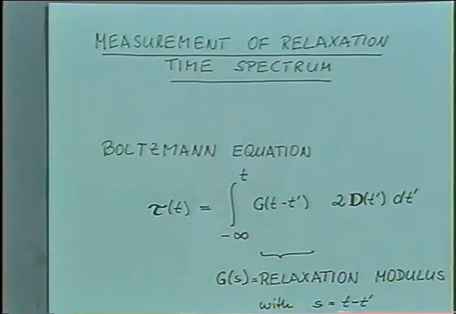The viscoelastic behavior of a polymeric liquid and polymeric solid is given by a single material function, and that's the relaxation modulus. And we would like to be quantitative. We would like to give numbers describing the relaxation modulus, and today that's the subject of the discussion. So we start with the Boltzmann equation as discussed last time.